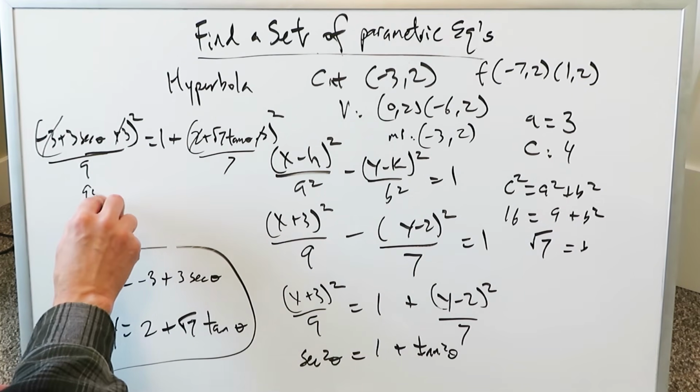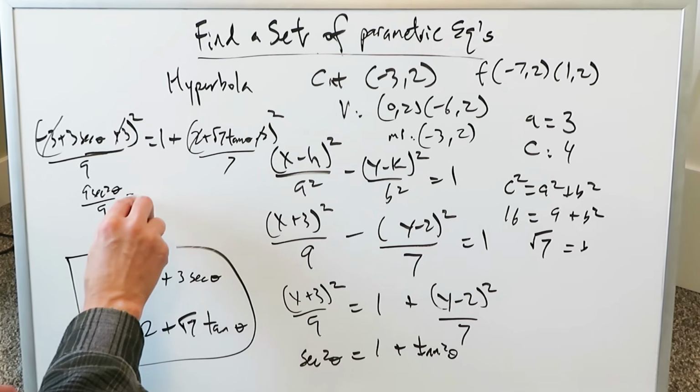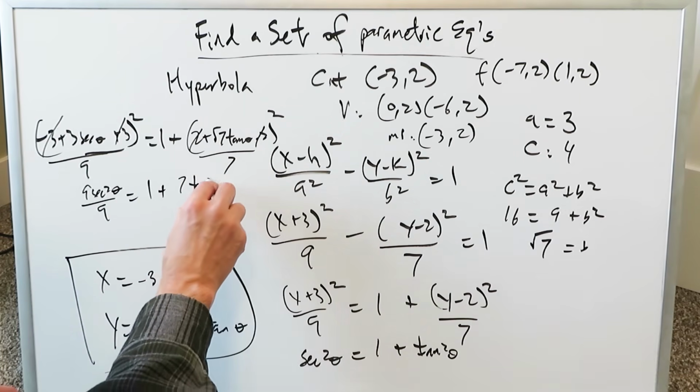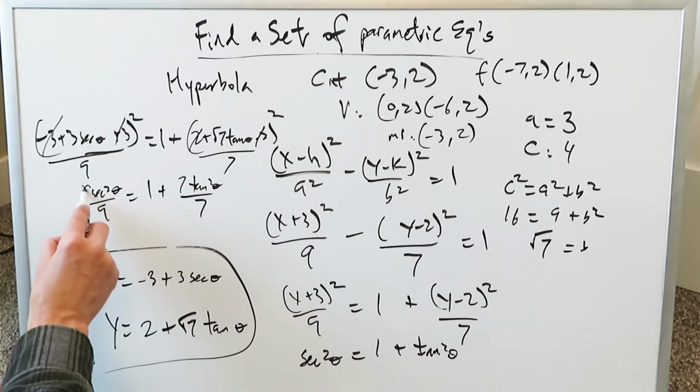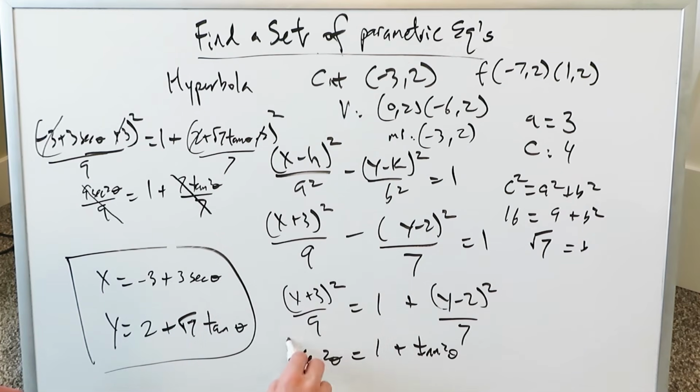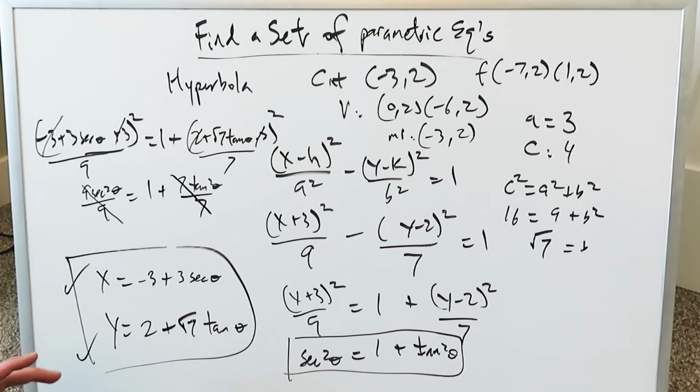You'll have 9 secant square theta over 9 is equal to 1 plus root 7 tan theta whole square will be 7 tan square theta over 7. The 9s will cancel out, the 7s will cancel out. You'll have secant square theta is equal to 1 plus tan square theta, which is what we wanted. So it confirms the fact that these parametric equations are good. X is equal to minus 3 plus 3 secant theta and y is equal to 2 plus root 7 tan theta.